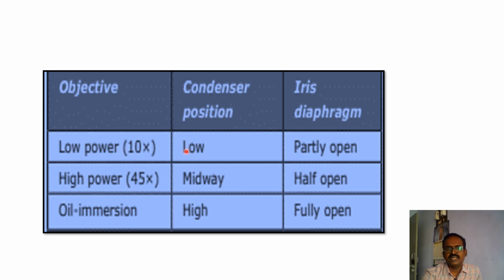So we need less light for the low power. High power needs intermediate light illumination. Oil immersion needs fully illuminated light, so we keep the condenser in the highest position and the iris diaphragm fully open.